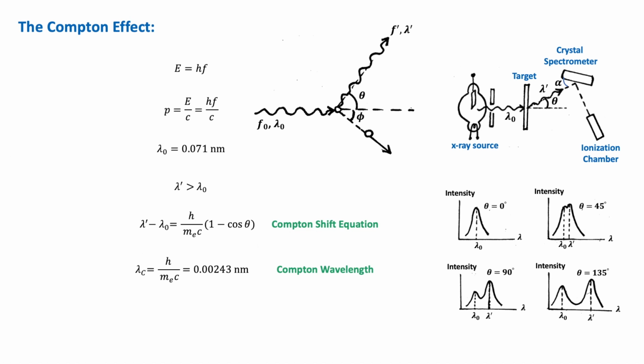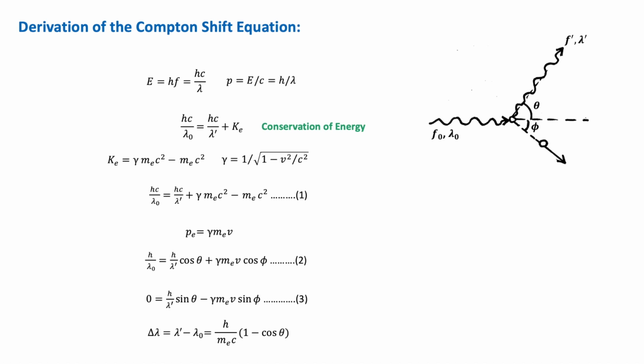So now let's derive the Compton shift equation. First, as we said, the photon behaves like a particle and collides elastically with a free electron that is initially at rest, as in this figure. The photon is treated like a particle of energy equal to hf or hc over lambda, and has mass 0. In the scattering process, the total energy and the total momentum of the system must be conserved. If we apply the law of conservation of energy, we get this equation here.